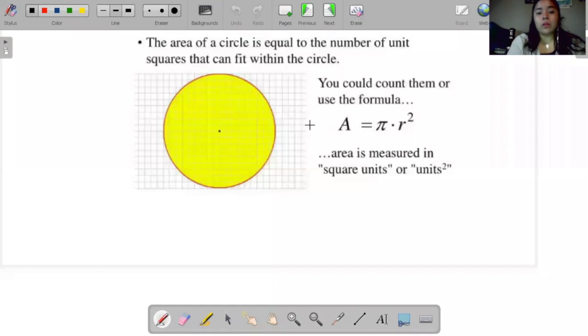Okay, so now that we know the formula to find the area of a circle, which is A is equal to pi times r squared, remember that when they're talking about the r squared, it just means r times r.